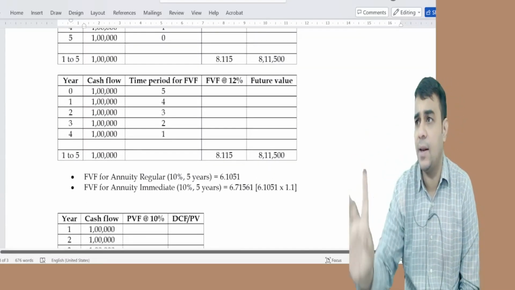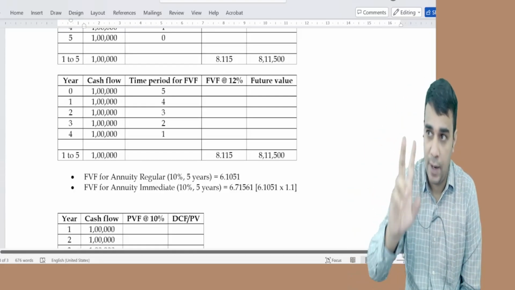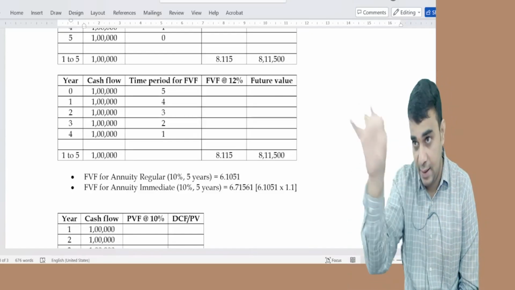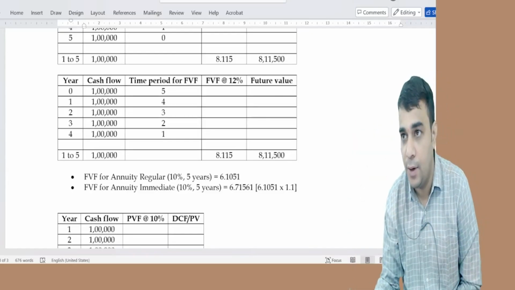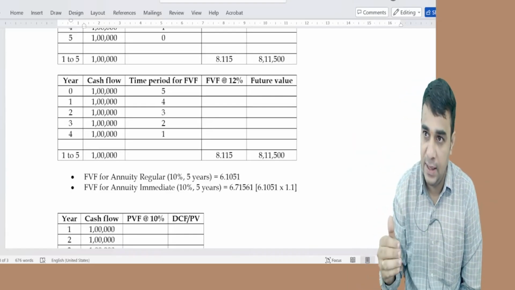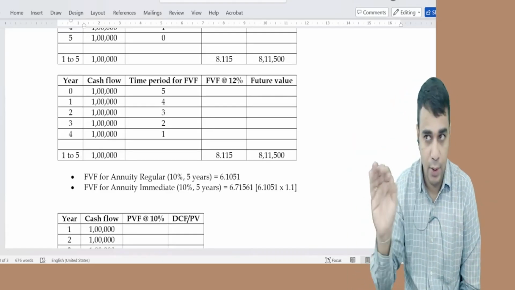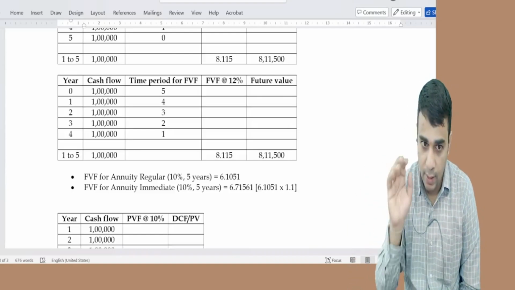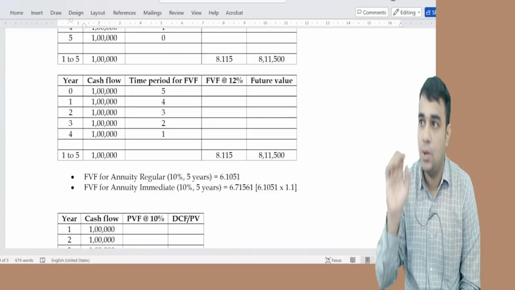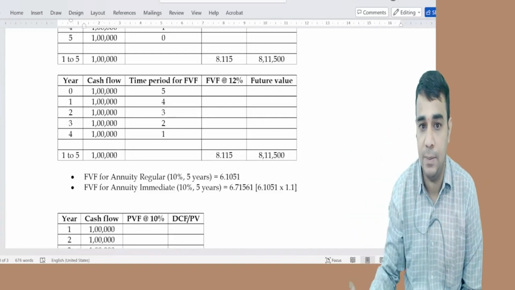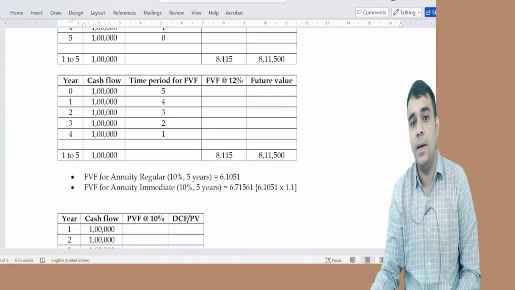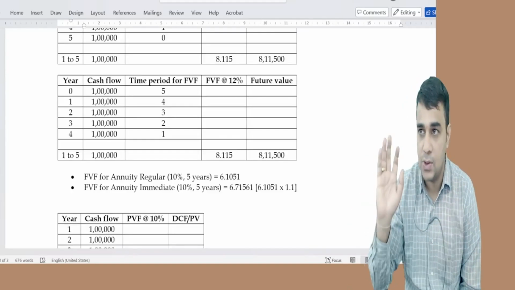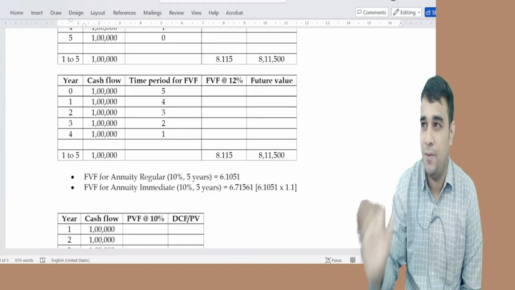When we did annuity regular, we had to get the future value factor technically for year 0 to 4, and the tables normally give it for regular. You want it for immediate, whatever you got earlier into 1.1. Other option you have is in the calculator: 1.1 into 1 equal to, and then press the GT button. This is as far as your future value factors are concerned.